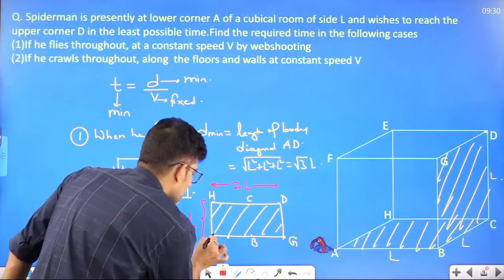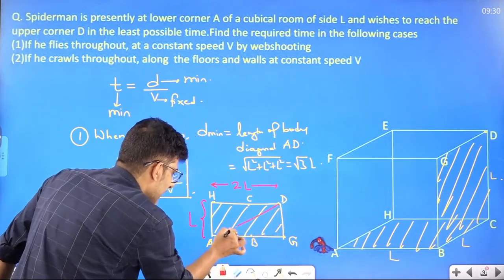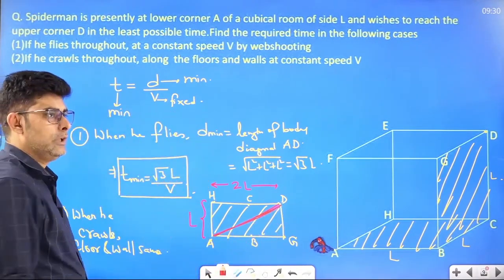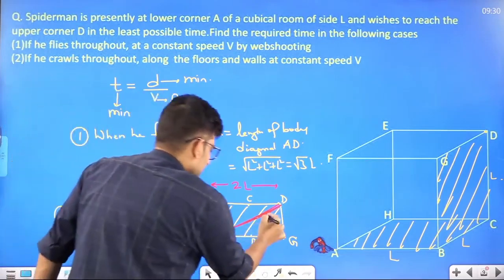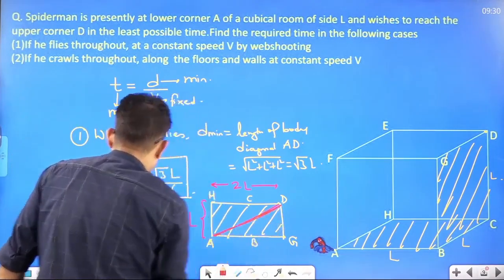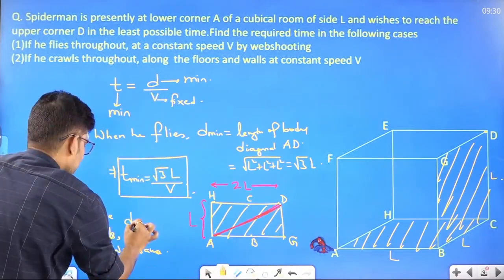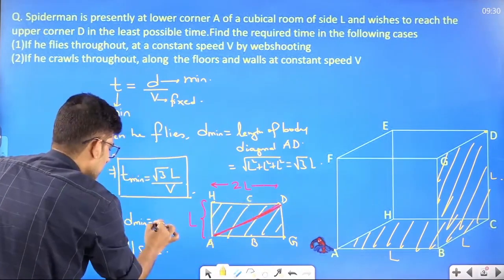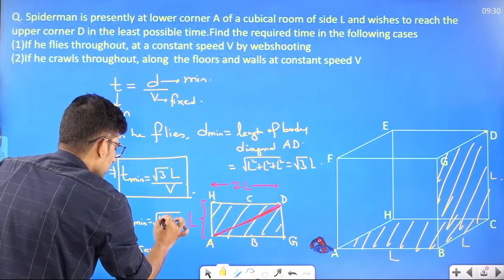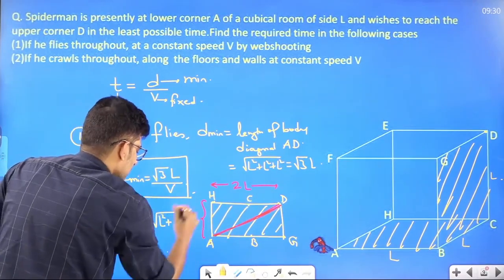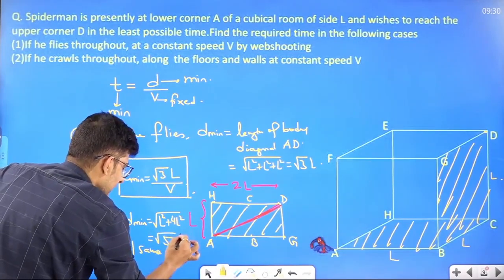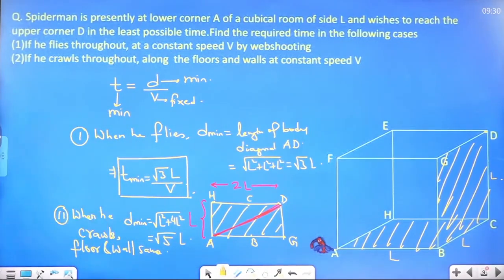So what is the shortest path? Direct diagonal is the shortest path. This is the shortest path from A to D. So if this is the shortest path, what is its length? Can I say in this case minimum distance will be this line AD, which is under root of L square plus 4L square, which is how much? Root 5L. It is root 5L.